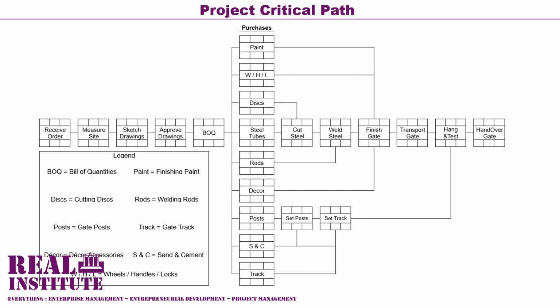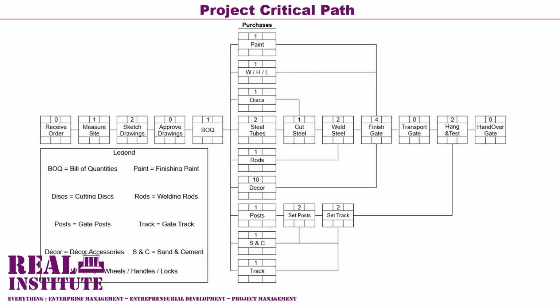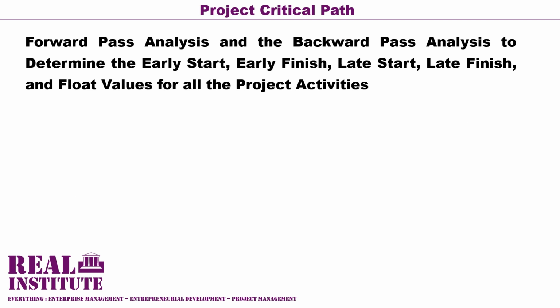As you can tell, we have summarized and acronymed some of the names or descriptions of the project activities. We can then also proceed to allocate the durations to all the project activities in the network. Now we can perform the forward pass analysis and the backward pass analysis to determine the early start, the early finish, the late start, the late finish, and the float values for all the project activities.